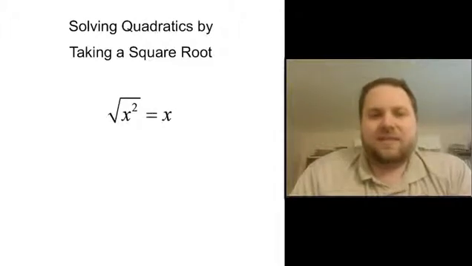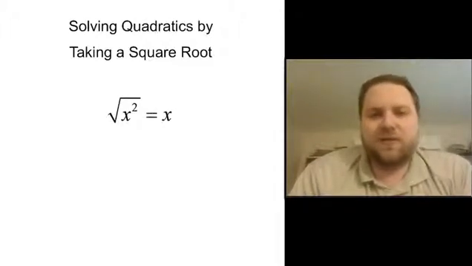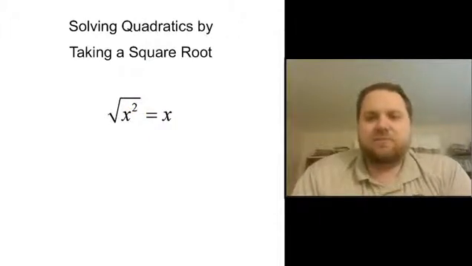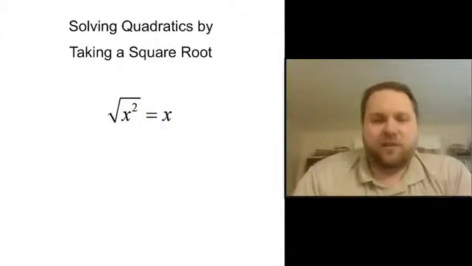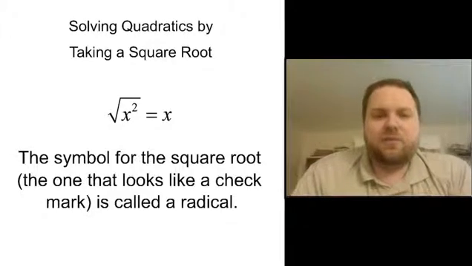So if we look at this, if we take the square root of x squared, that gives us x. And this funny looking check mark here is our symbol for taking the square root of something. So again, the square root of x squared equals x. It undoes that squaring. This symbol, the one that kind of looks like a check mark, we call a radical.